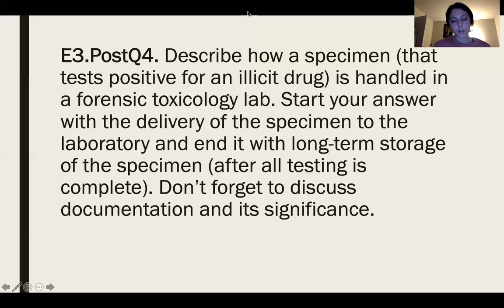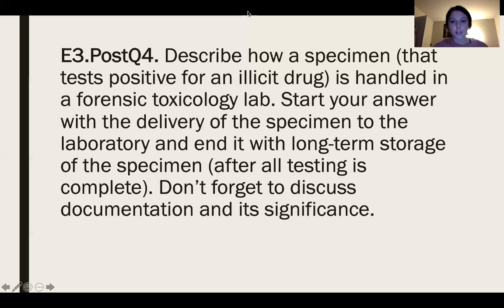When it gets to the crime lab, usually an evidence technician will obtain it and put it into storage. During the transportation of it, and while it is in storage, it might need to be kept at a certain temperature to make sure that it's not altered or anything changes to it. And so then it will be kept in storage.